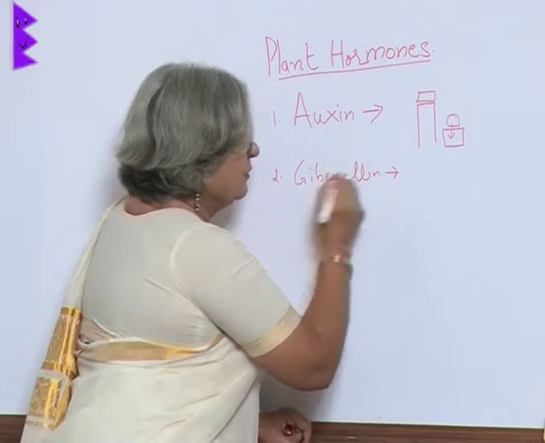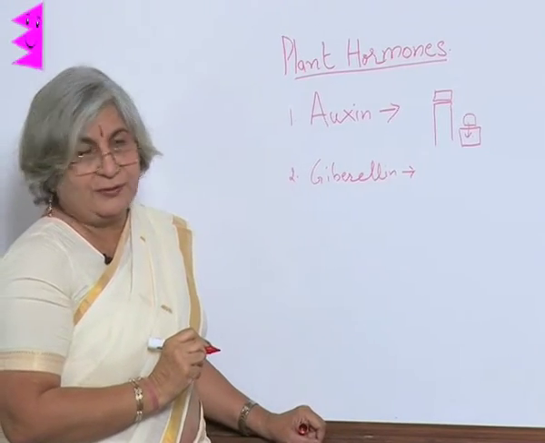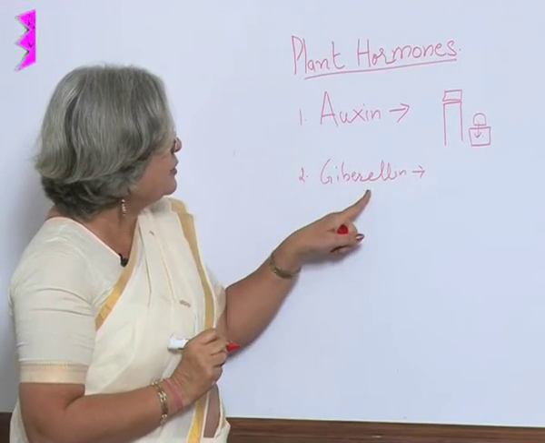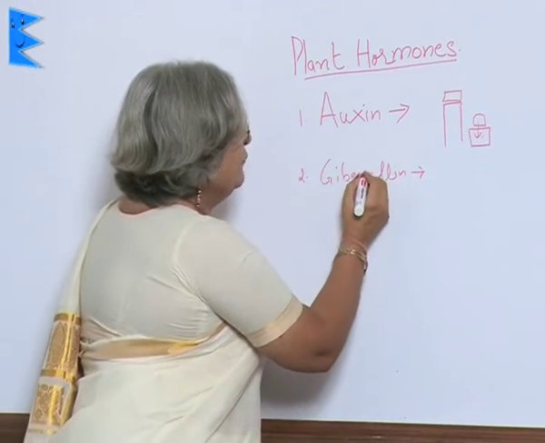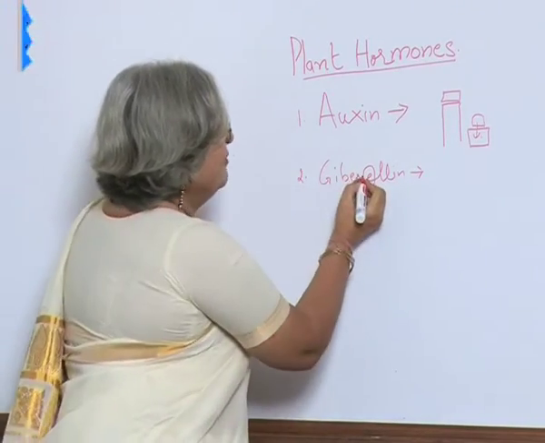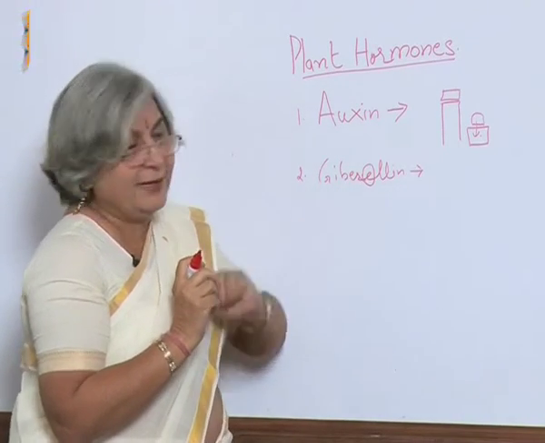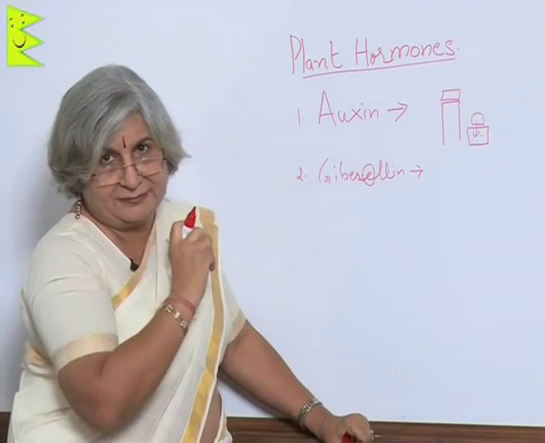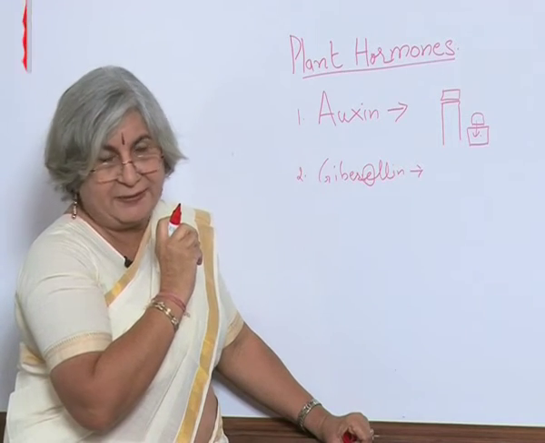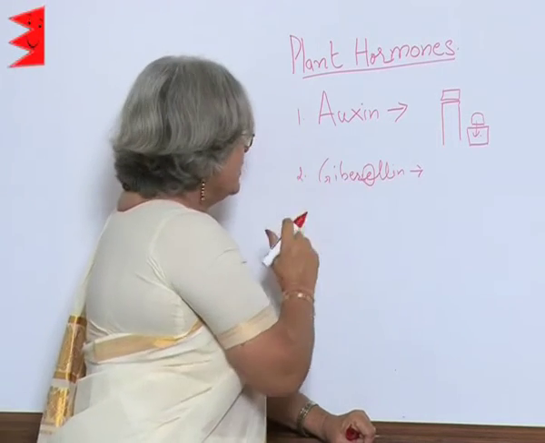which also induces growth. Now, when you are learning the spellings of gibberellin, do not forget this E. Generally, students make this mistake. They will write gibber and lin, but it is gibberellin. There is one more E. This also induces positive growth.